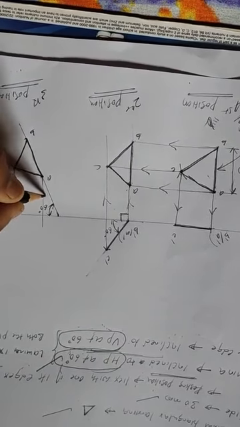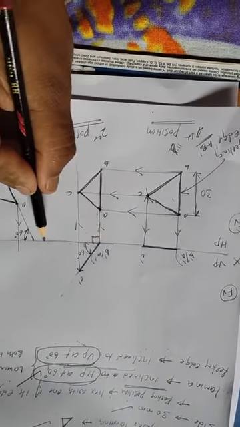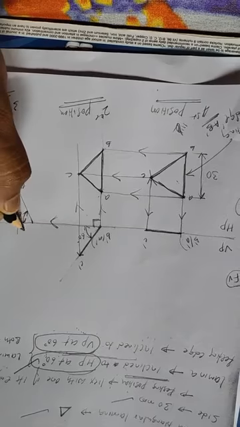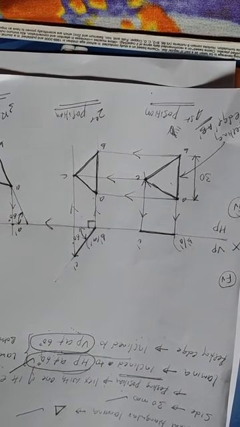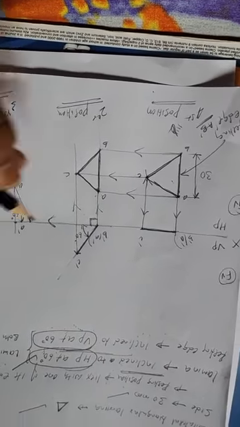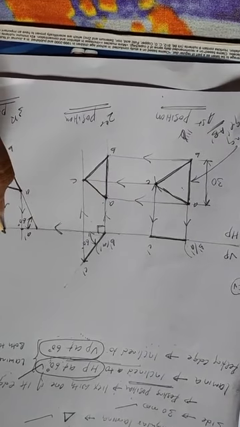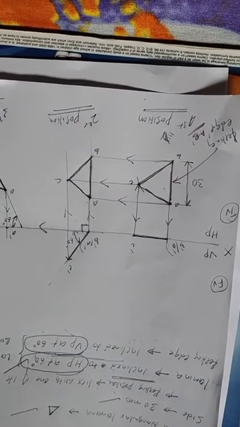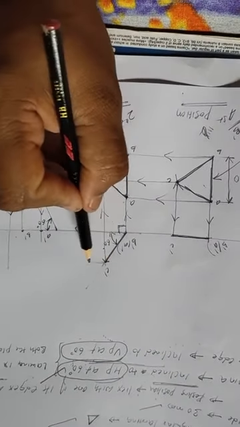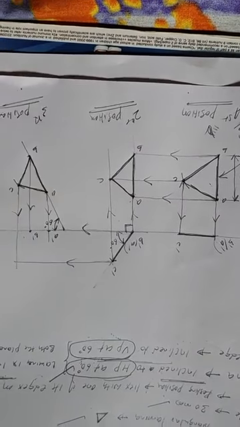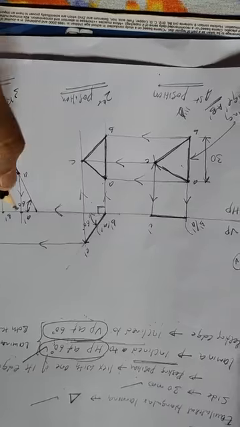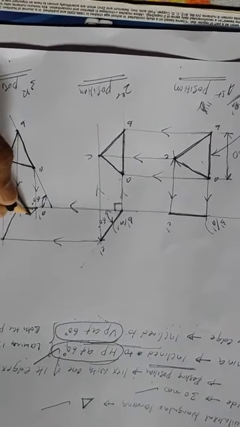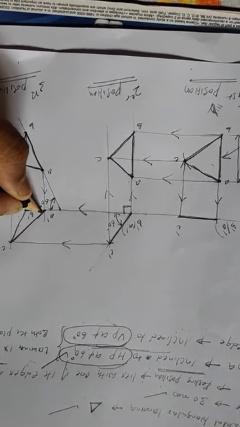Draw a vertical projector from A, then a horizontal projector from A dash; that meeting point is A dash. Vertical projector from B, then horizontal projector from B dash, then vertical projector from C and horizontal projector from C dash; that meeting point is C dash. Now join A dash B dash, B dash C dash, and A dash C dash.